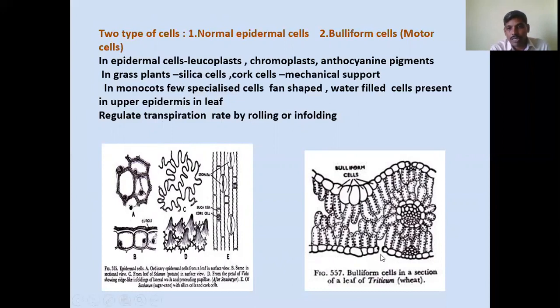This picture elucidates a transverse section of Triticum vulgare, that is the wheat plant, which contains special epidermal cells called bulliform cells or motor cells.